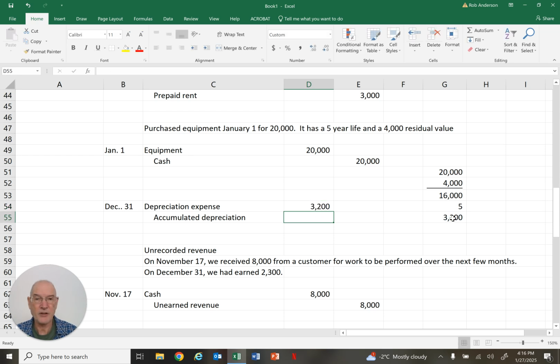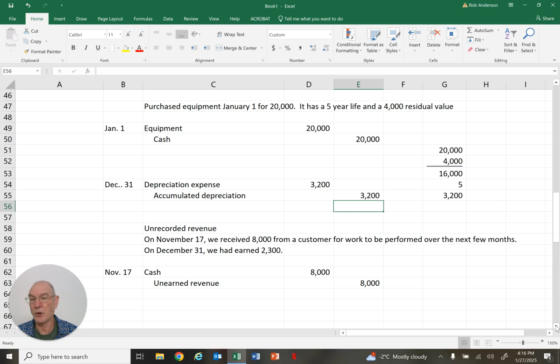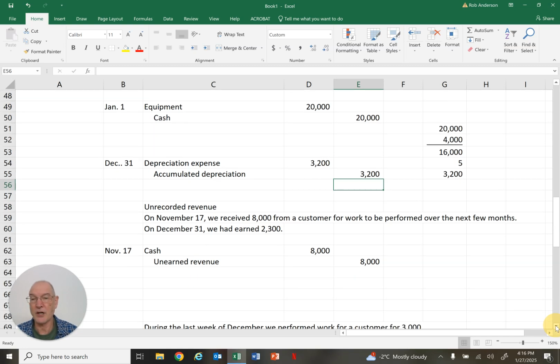So that's our $3,200. Okay, so those are some common unrecorded expenses. Let's look at unrecorded revenue. We usually have fewer unrecorded revenue, so there's just a couple here really.